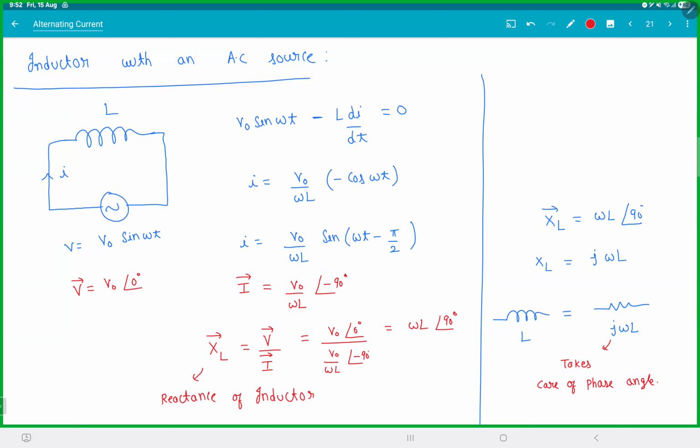Clear with this? So basically you can replace an inductor. We'll call this XL as J omega L. We don't call it resistance because R is already there. We call it reactance.